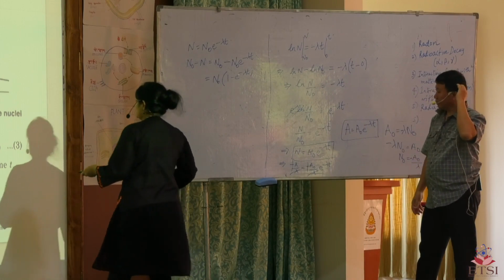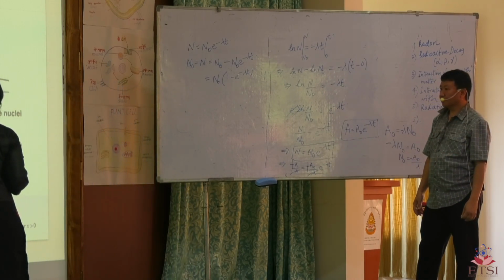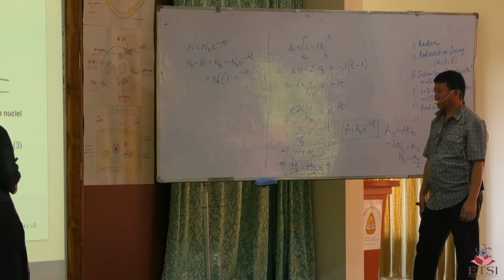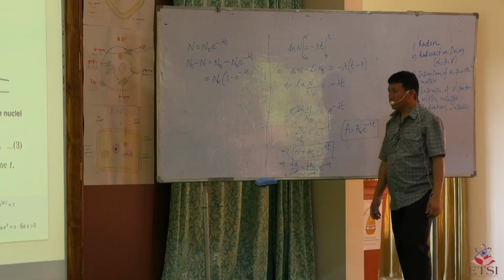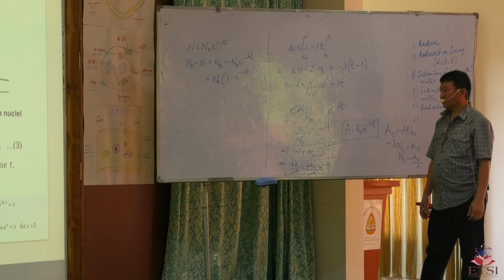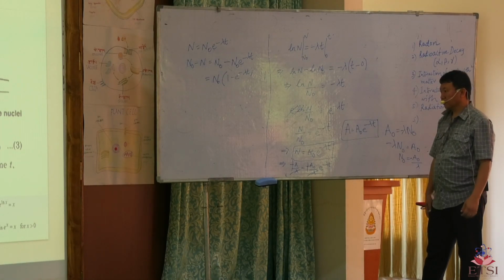So this is the number of radioactive atoms or nuclei that decayed in time t, N naught times 1 minus e to the power minus lambda t. Now, if I want to have the fraction of the decayed nuclei, this was just the number of nuclei. Fraction means dividing this value by the initial number of atoms, N naught minus N divided by N naught.